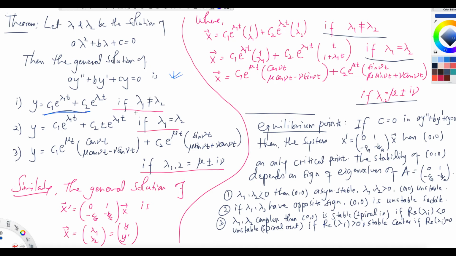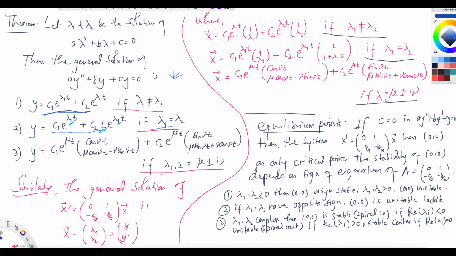Okay, if lambda 1 and lambda 2 are equal to each other, if you get repeated roots, at that time the solution is similar. The only difference is there is one extra t. Both of them have lambda 1, because lambda 1 and lambda 2 are equal. So the general solution at that time is y equals c1 e to the lambda 1 t plus c2 times t times e to the lambda 1 t again. That is when lambda 1 and lambda 2 are equal to each other.